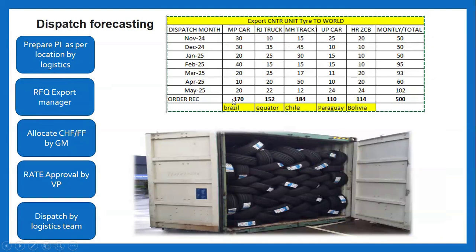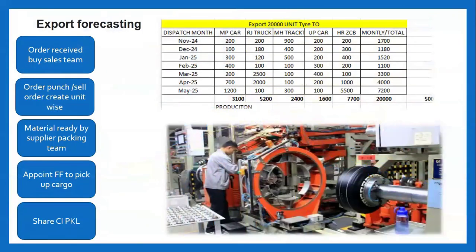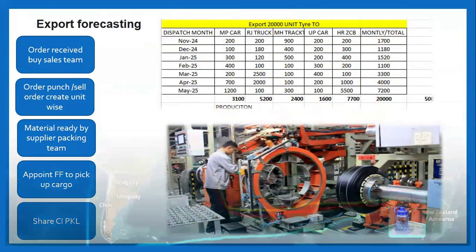So 170 containers for Brazil, and 150 containers for Ecuador. In the same way, we have to export 500 containers to South America. We will start the process of completing these 500 containers for South America. How will we proceed with this order? This is the forecasting of the dispatch, and this is the dispatch planning of the containers to the freight forwarder.